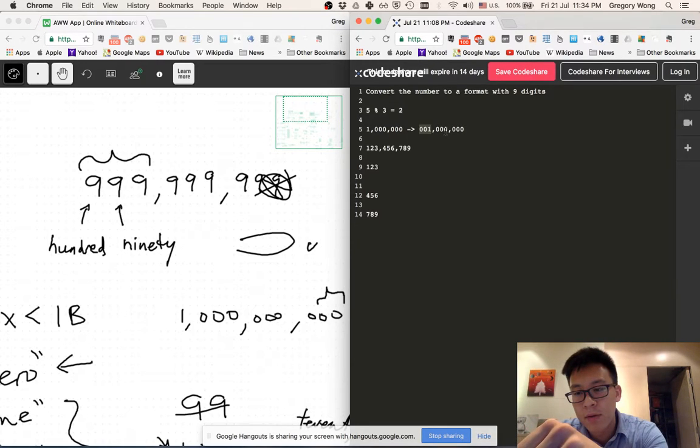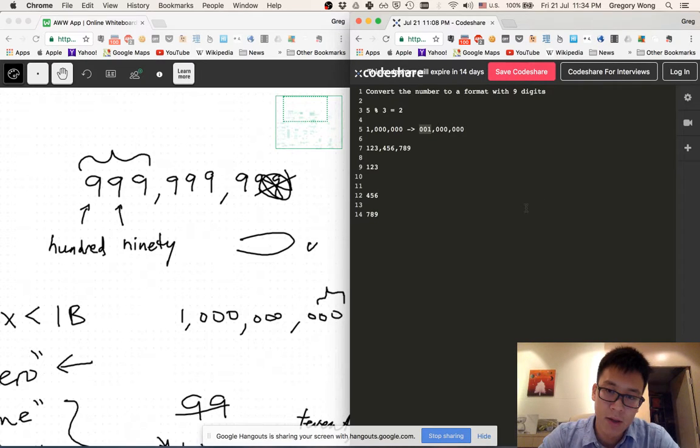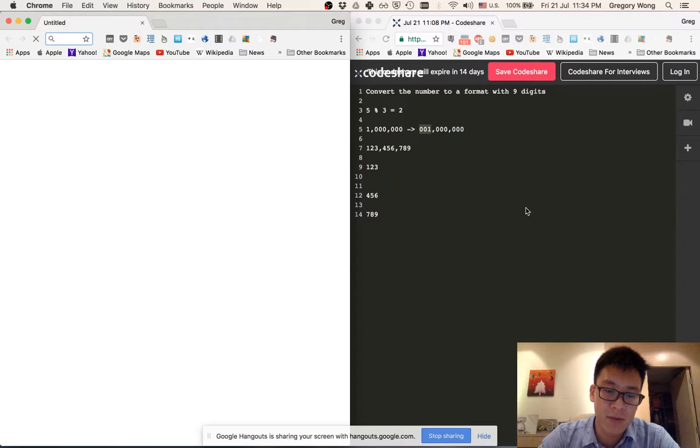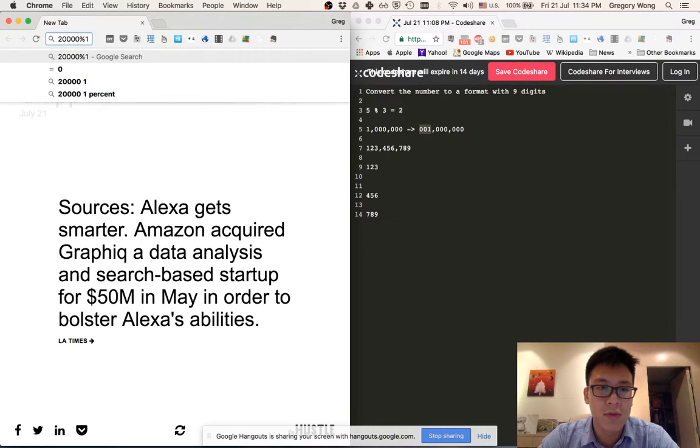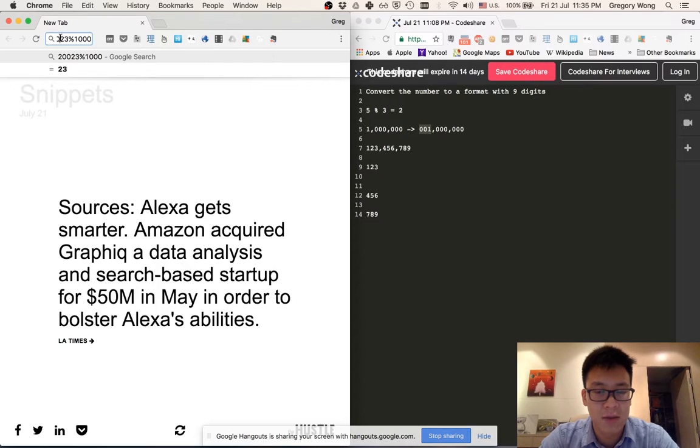And then, if I modded it by 1,000, let's say if I had 20,000 and I mod that by 1,000, I should get 0. But let's say if it was 20,023, then if I modded it by 1,000, I would get essentially the rest that's less than 1,000.